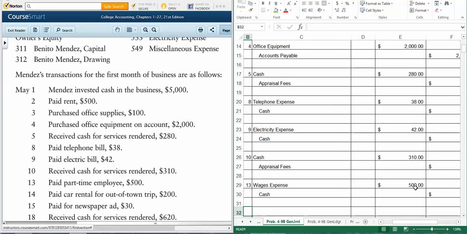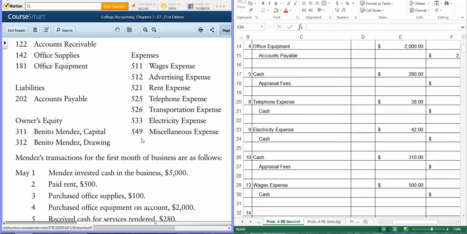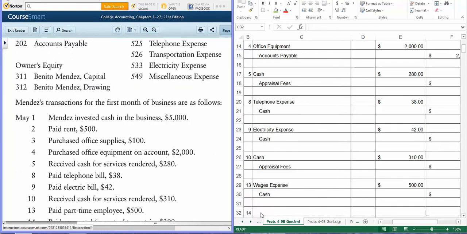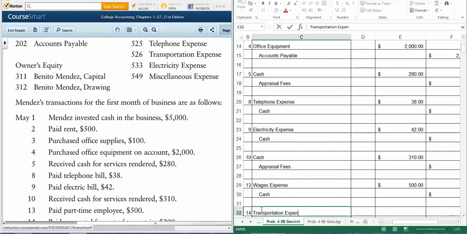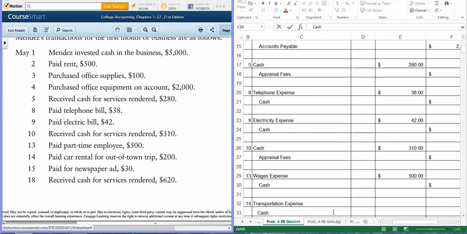Now we have a rental car. So if you go back up and look, the only expense that we have that fits it would be the transportation expense. So that is the account we're going to use. Whenever you're in doubt, always look at your chart of accounts because it's going to help figure out where something needs to go. So transportation expense is $200.